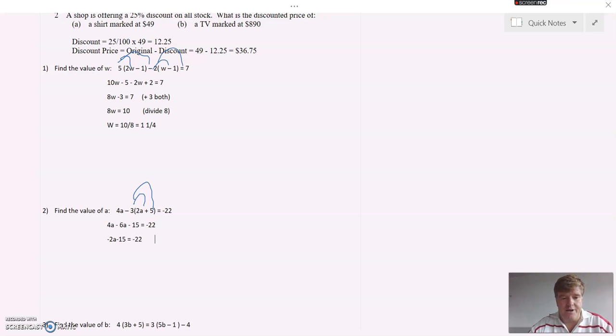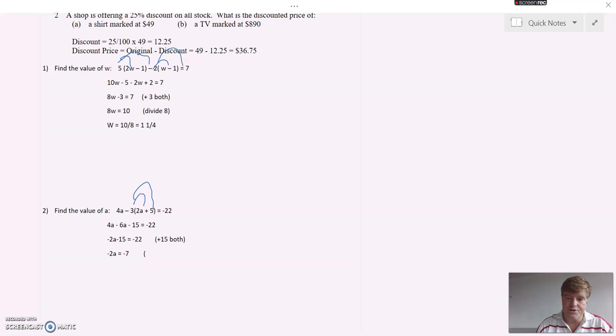We're going to get rid of the 15. We're going to get the minus 2a term by itself. So let's add 15 to both sides. So minus 2a minus 15 plus 15, that's just going to equal 0, equals minus 22 plus 15, that's going to leave us with minus 7. Double check that with your calculator if you would like. And now we want to get a by itself, so we're going to divide both sides by negative 2.